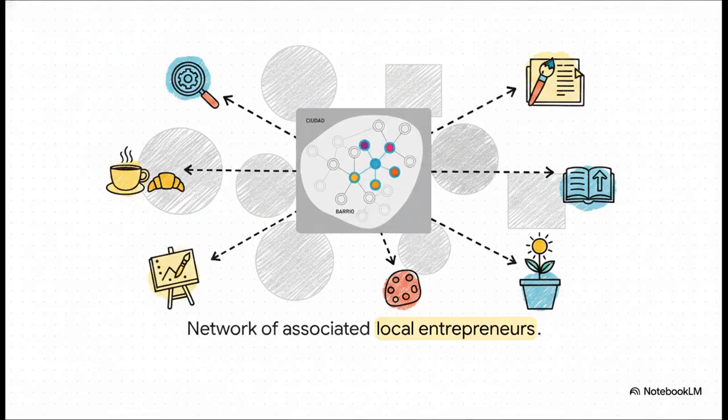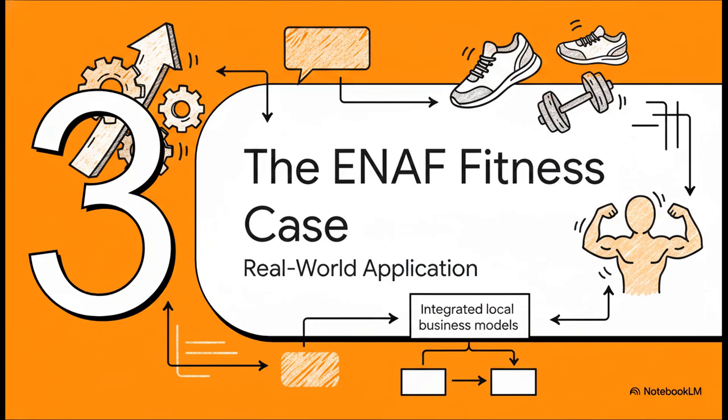Imagine a map of a neighborhood. You've got these individual, specialized, local businesses connecting right at the community level, the barrio, and then extending out into the wider city. It's like a giant puzzle. Young entrepreneurs don't have to operate in silos anymore. By linking their distinct projects together, they create this incredibly powerful, shared innovation network. Every single connection builds a much more resilient local ecosystem. Which brings us perfectly to part 3, the ENAF fitness case.